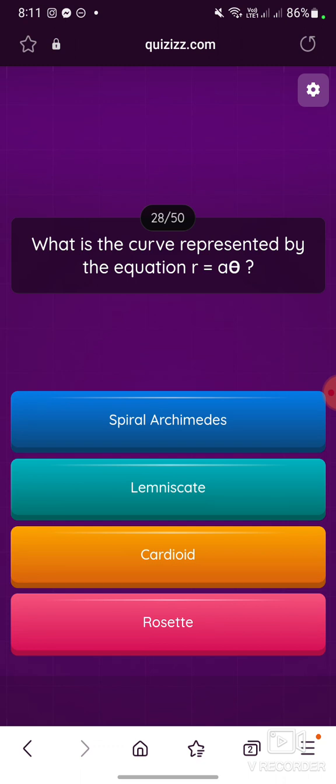What is the curve represented by the equation r equals a theta?